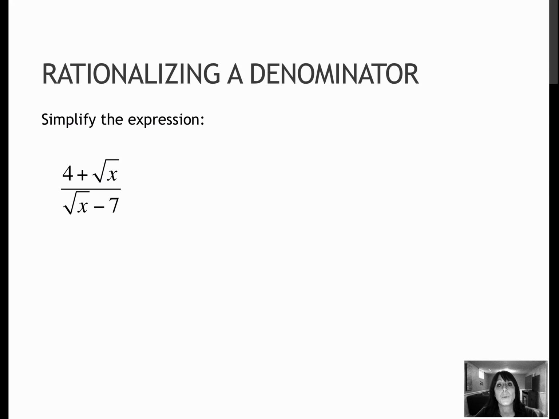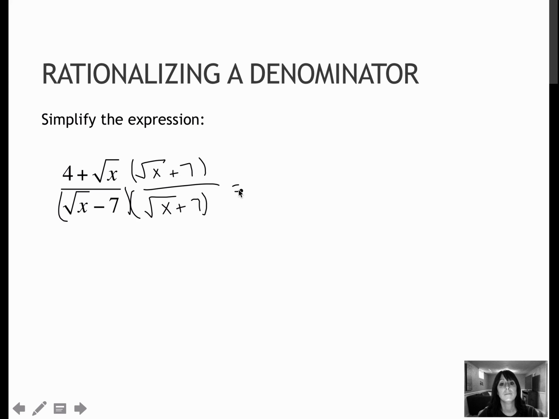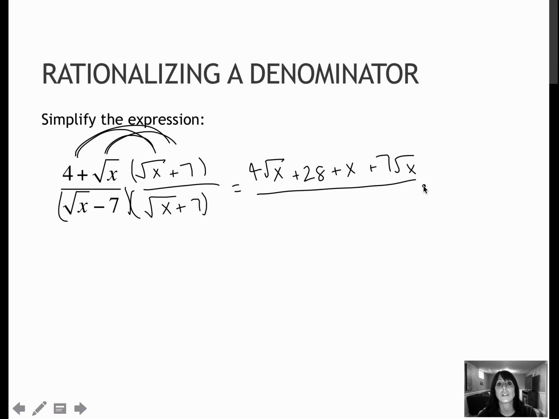Here's another where we have to multiply by the conjugate. So looking at the denominator, radical x minus 7, I would have to multiply by the conjugate, which is radical x plus 7. But if I do it to the denominator, I obviously have to do it to the numerator. So for my numerator, I have 4 times radical x, which is 4 radical x. I have 4 times 7, which is 28. I have radical x times radical x, which is x. And radical x times 7, which is 7 radical x. We'll worry about reducing those in just a little bit.